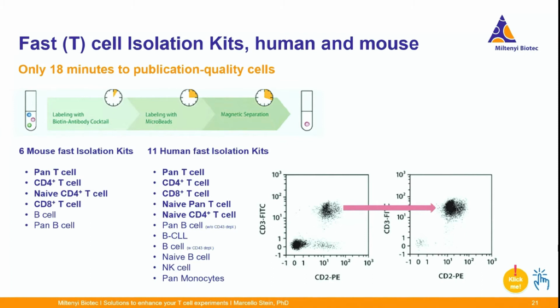Miltenyi Biotec offers therefore a total of 17 fast cell isolation kits that allow you to isolate publication quality target cells in only 18 minutes. The 6 mouse fast isolation kits comprise the most important T cell subsets as well as 2 B cell kits. The 11 human fast isolation kits also cover the most important T cell subsets as well as B cells, NK cells, and monocytes. So instead of long and tedious processing, we offer a fast and easy protocol.